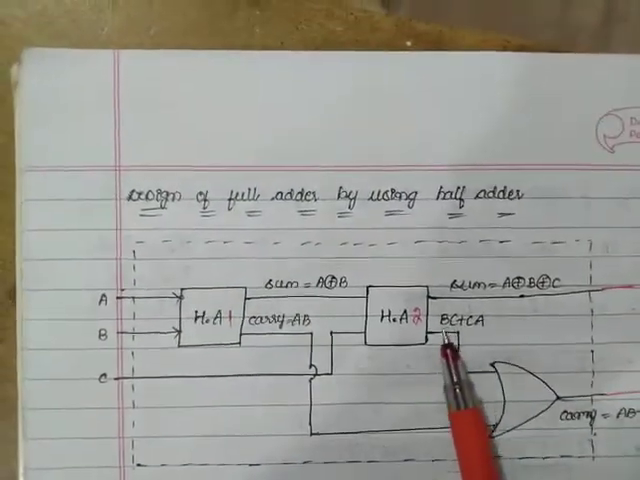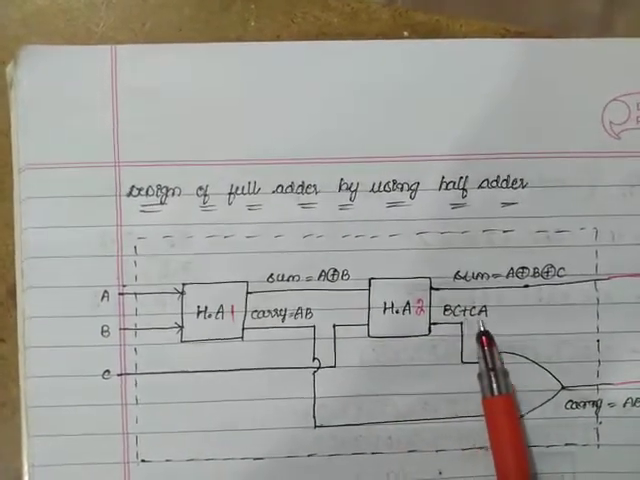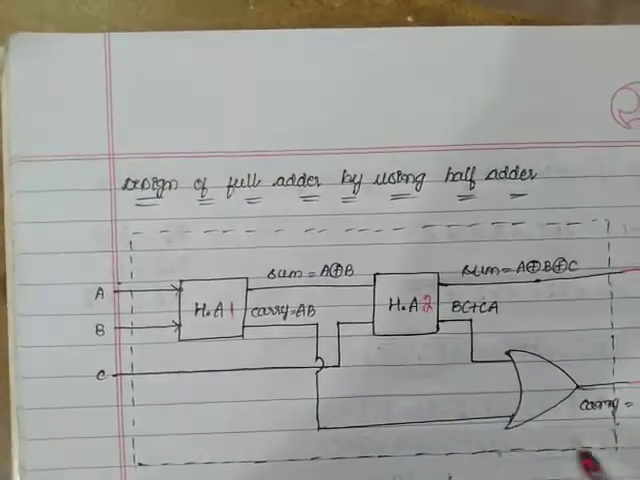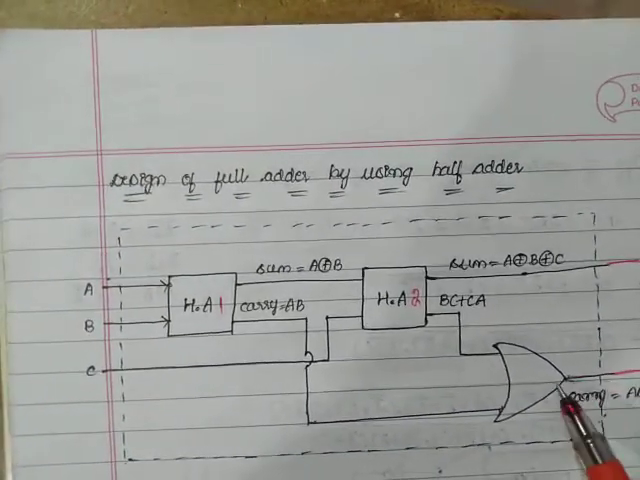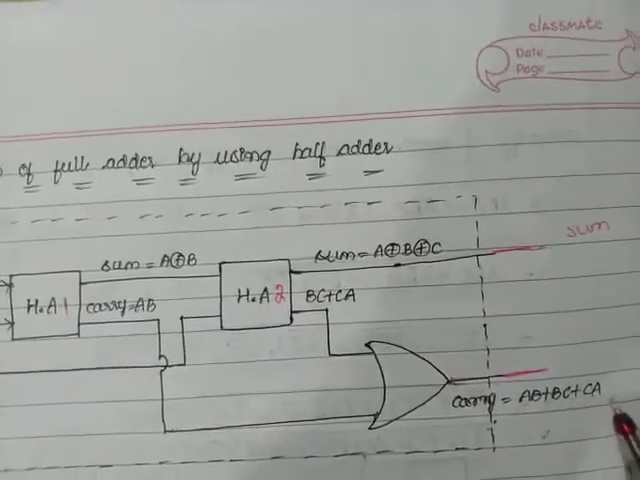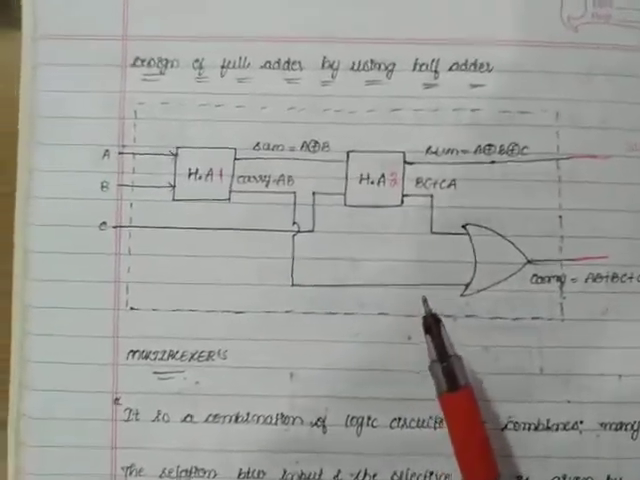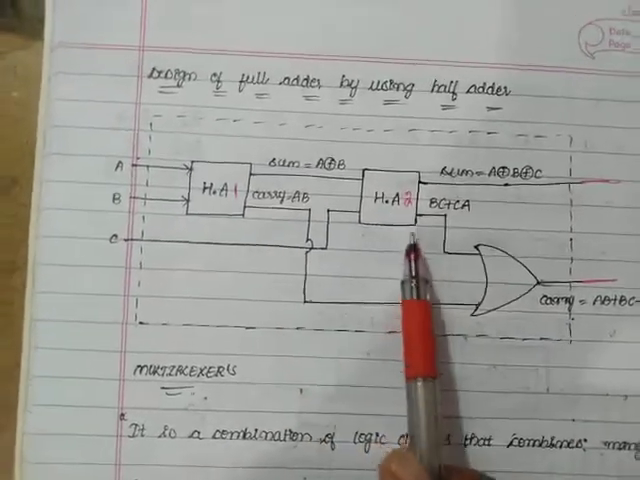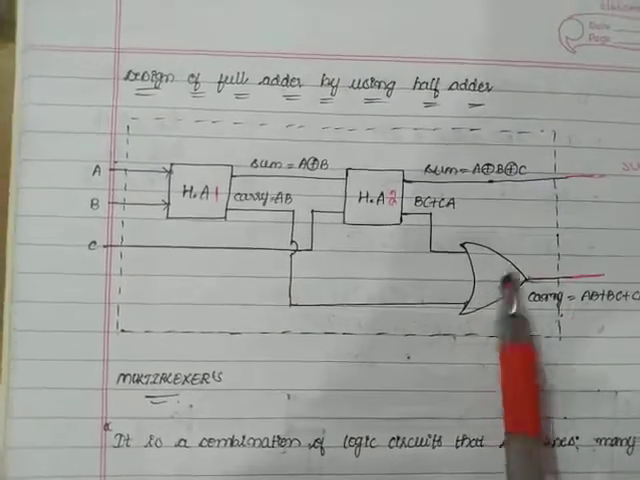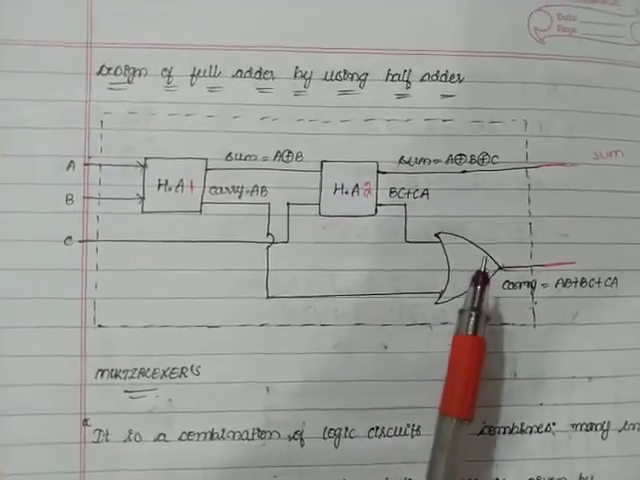Similarly, here we are using C as an input. The output will be BC plus CA. Combining this with the output of the first half adder using an OR gate, the carry becomes AB plus BC plus CA. Okay, this is how we design the full adder by using two half adders and one OR gate. Just remember how to design the full adder by using two half adders and one OR gate. That is what you have to explain.